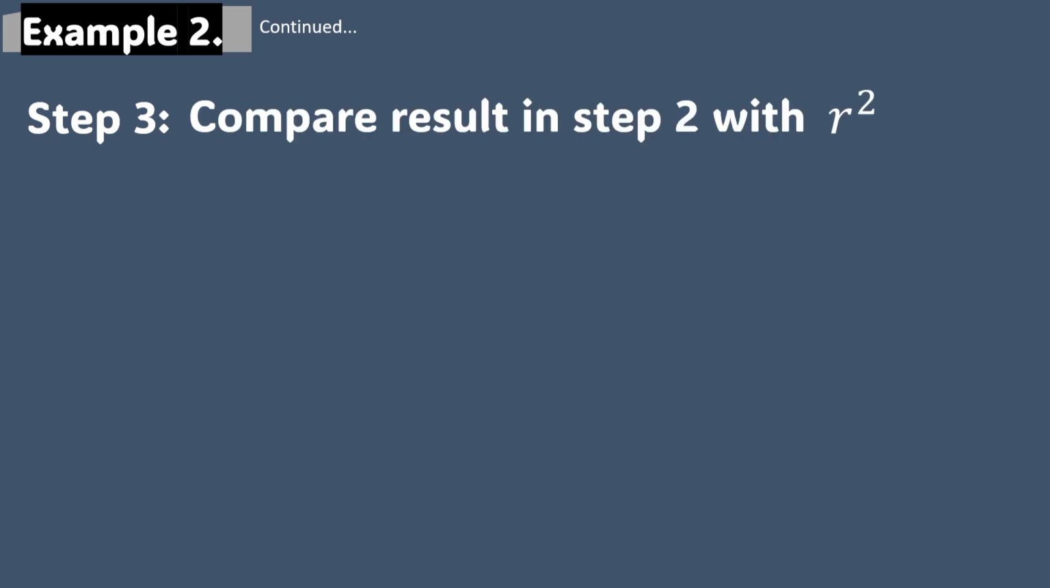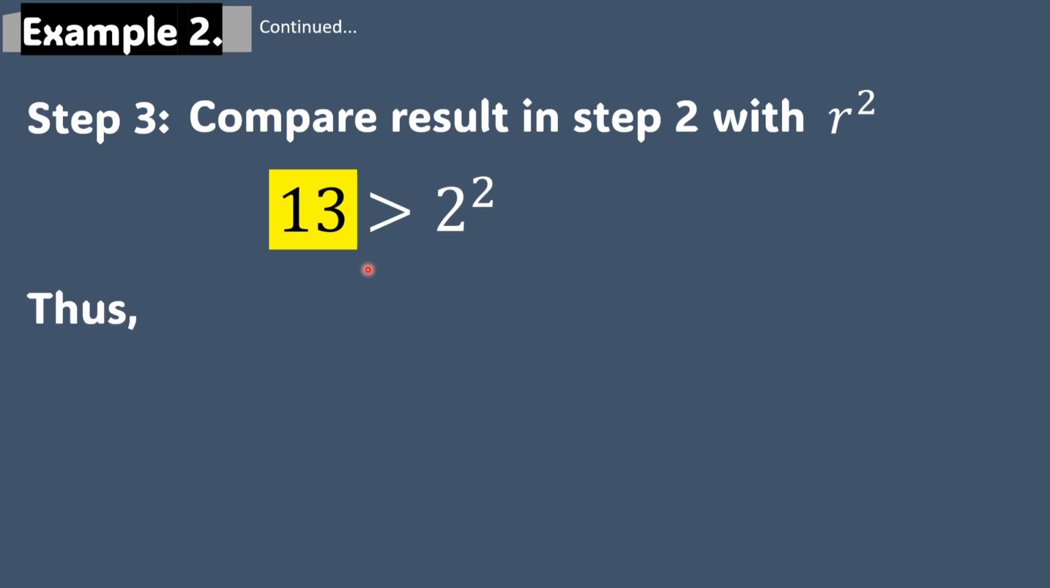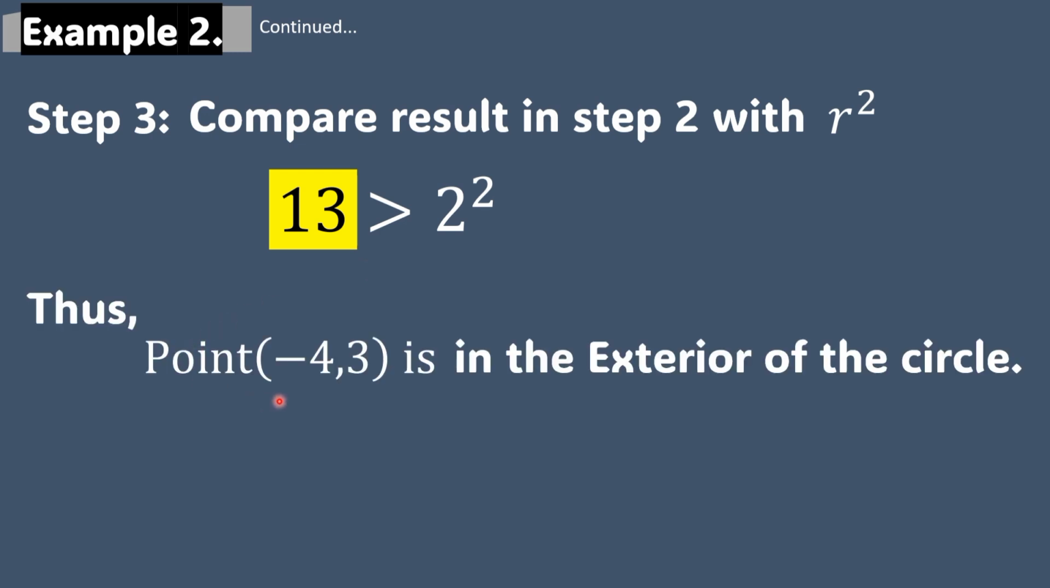Step 3. Compare the result in step 2 with r squared. The result in step 2 is 13, and that is greater than 2 squared because 2 squared is 4. Thus, point (-4, -3) is in the exterior of the circle.